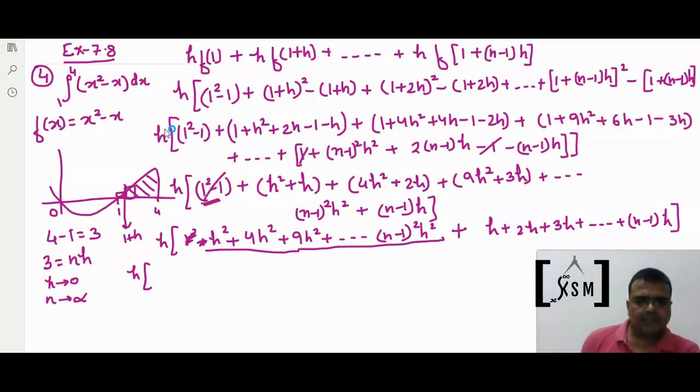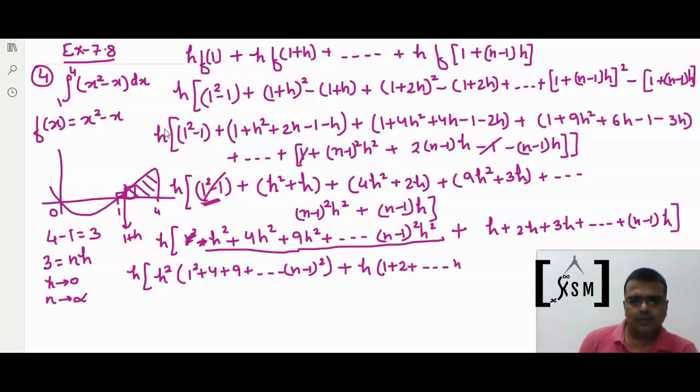So we will write h square taken common, so we are left with 4 plus 9, and like that up to (n minus 1) whole square, plus from the second part we will take h common, so we are left with 1 plus 2 plus 3, and like that up to n minus 1. Good, guys.